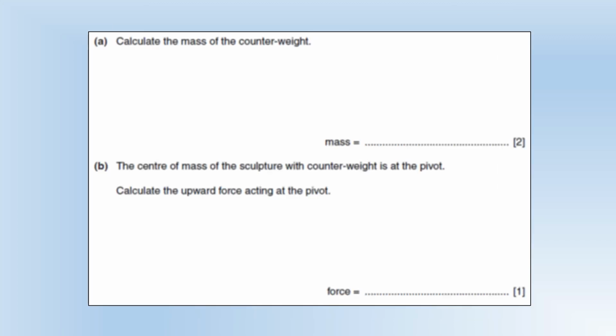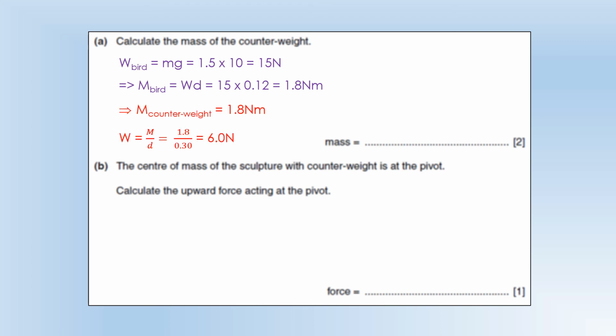Calculate the mass of the counterweight. Let's apply the principle of moments. First, I'm going to figure out the moment of the weight force of the bird. I calculate the weight force of the bird, then multiply it by the distance to the pivot, giving us the moment of the weight force of the bird. The moment of the counterweight must be equal to that, so it remains in equilibrium. Then we divide by the distance to give us what the weight force must be, and finally divide that by 10 to give us what the mass must be.